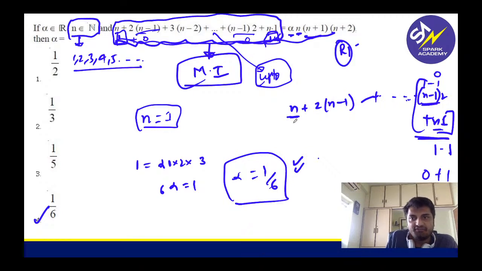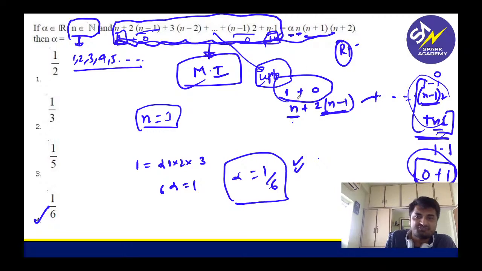So LHS, what do we do here? Since I am substituting 1, I am checking now. The first term, if you substitute, you are getting 1. The second term, if you substitute, what are you getting? 2 into 1 minus 1 is 0. So we are getting the same thing, right? In the up to series, the last two terms are 0 plus 1. So the first two terms will be 1 plus 0, which is the same. The same thing you should get if you are substituting.